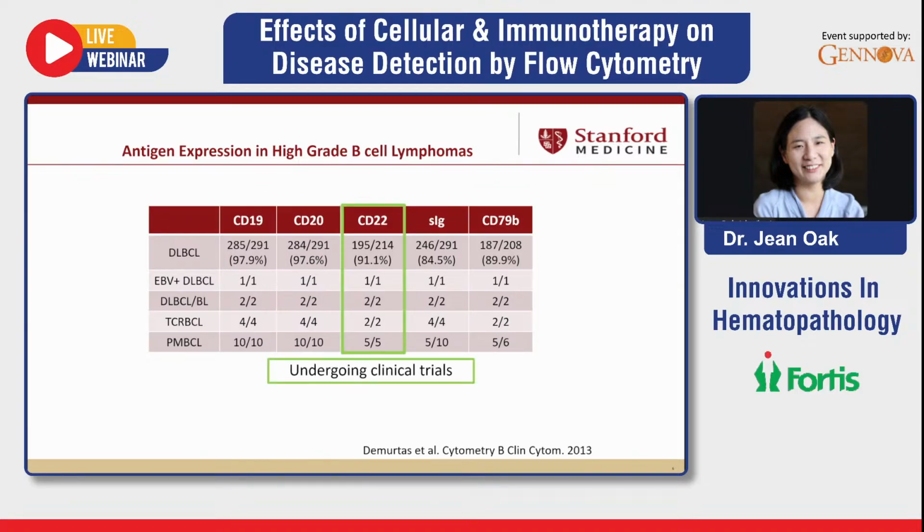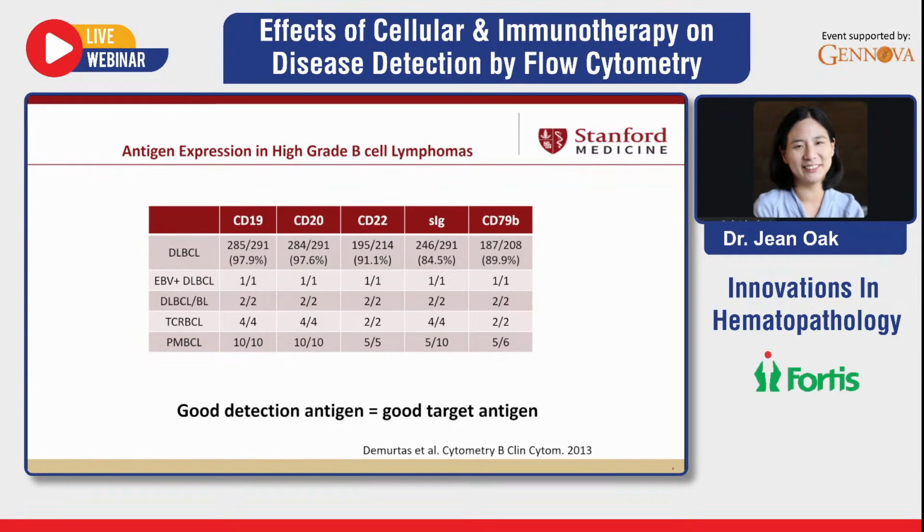22 is currently undergoing clinical trials, and this basically demonstrates the conundrum that a good detection antigen has the exact same characteristics of a good target antigen, so they are often the ones that are being prioritized to be targeted. So how does this affect us?